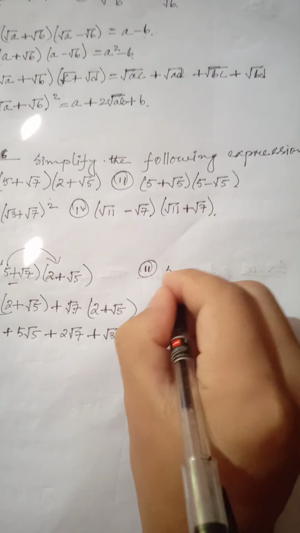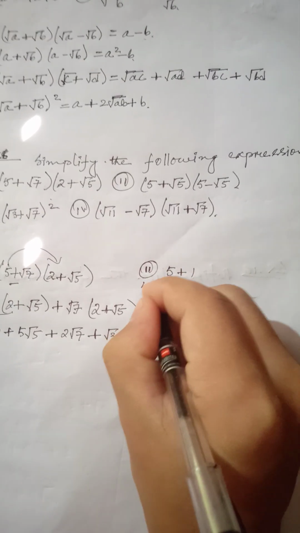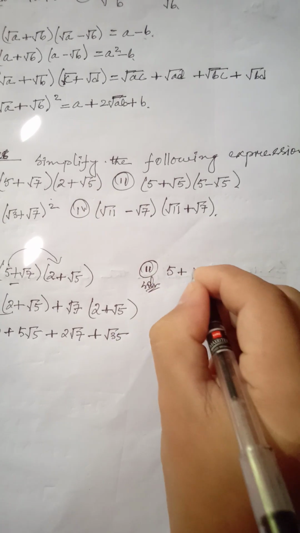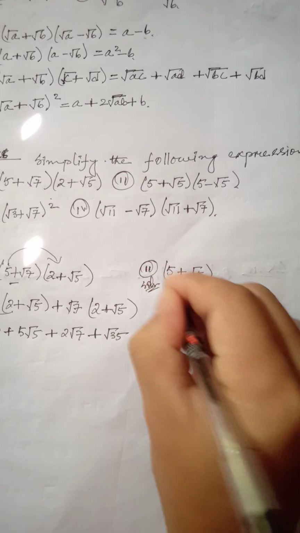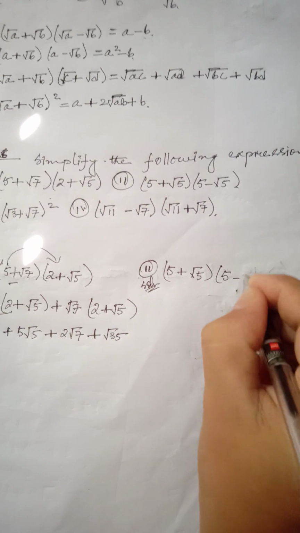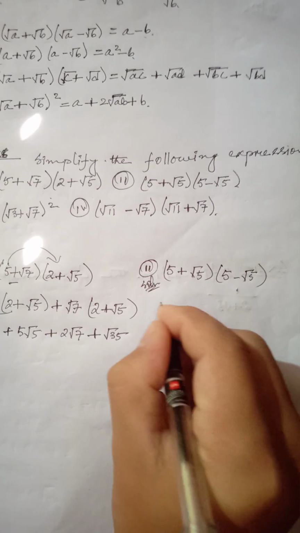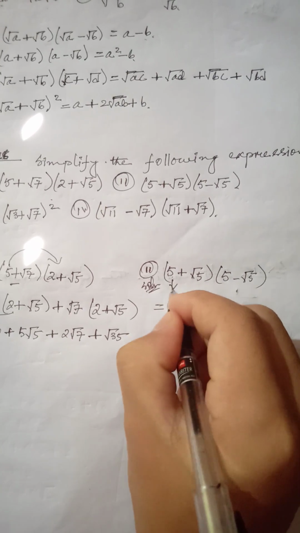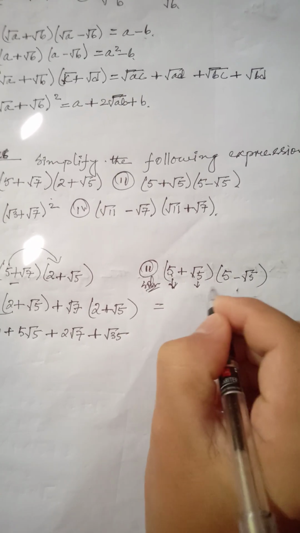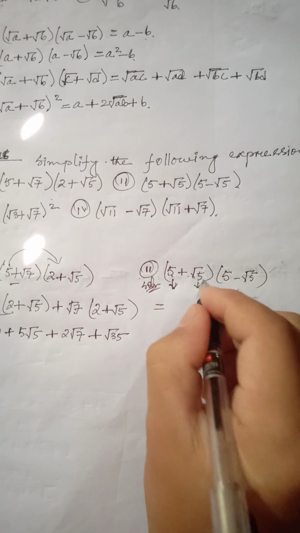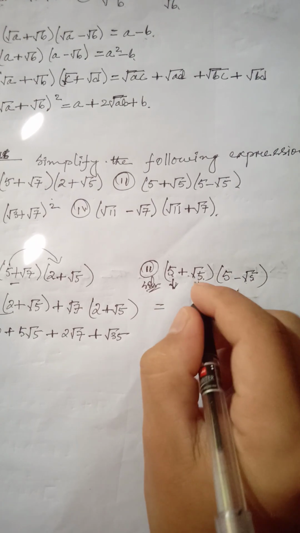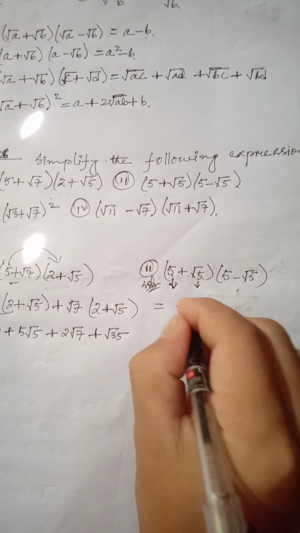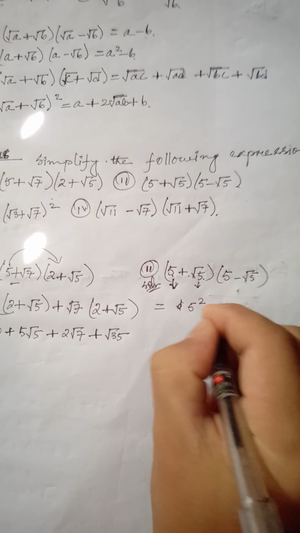In number 2 we have 5 plus root 5 and 5 minus root 5. Here we can use an expression: let us assume that this value is a and this value is b. So a plus b, a minus b. Which formula can we use? That is a square minus b square.